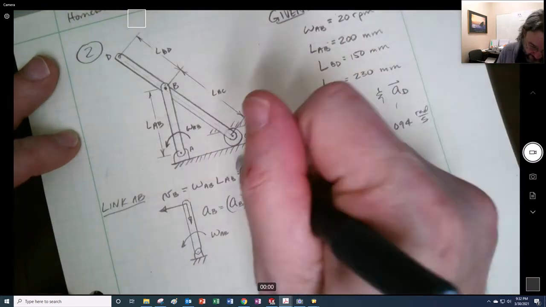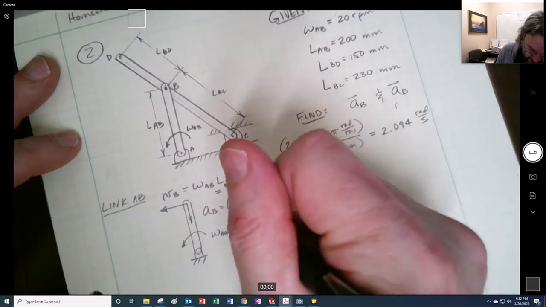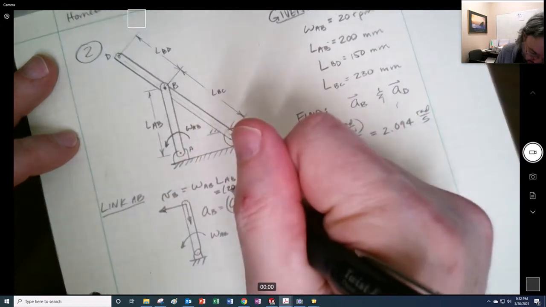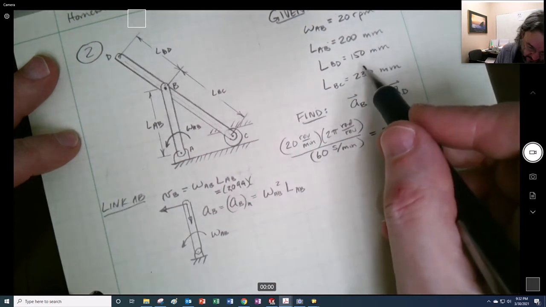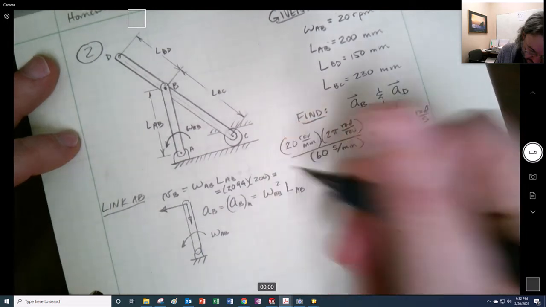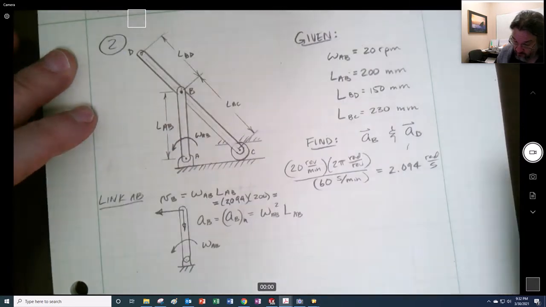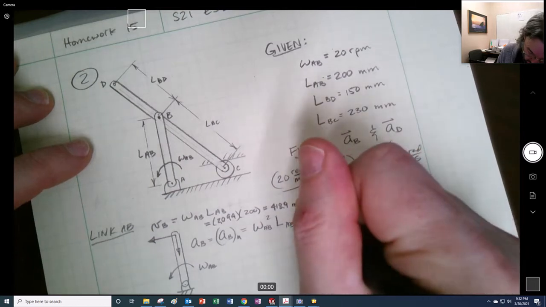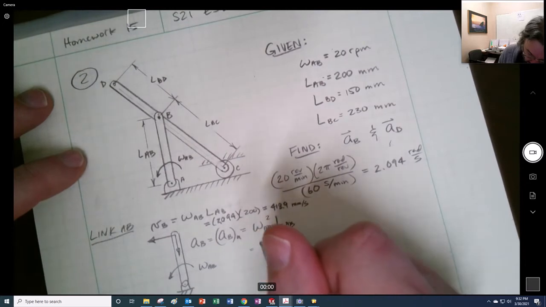I'll write it down below. I can make it fit. Times 200 gives 418.9 millimeters per second. Really squeezed that in there, didn't I?